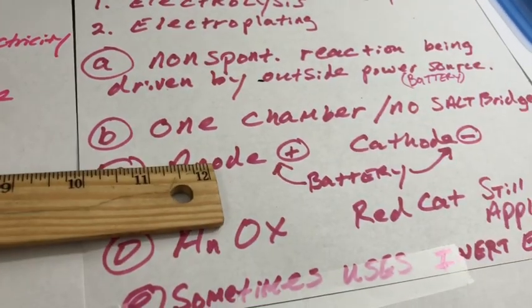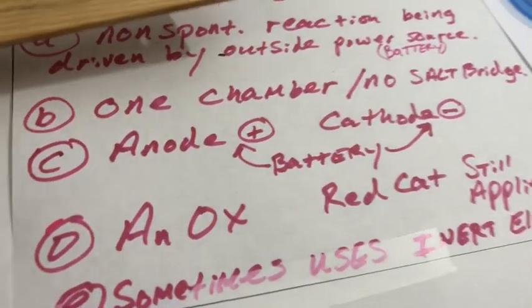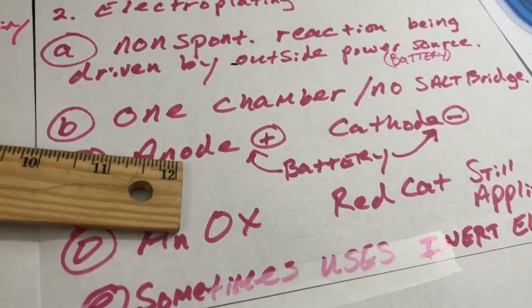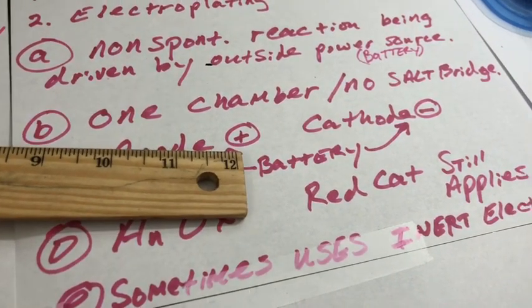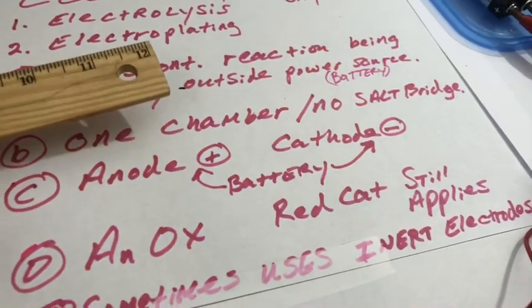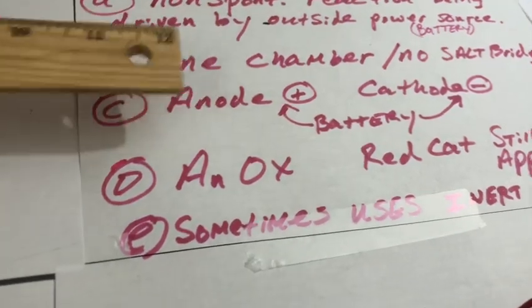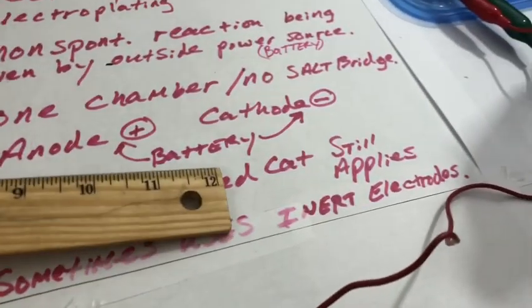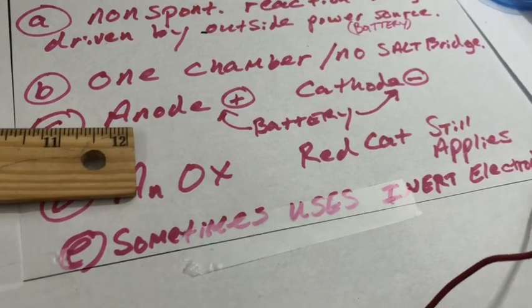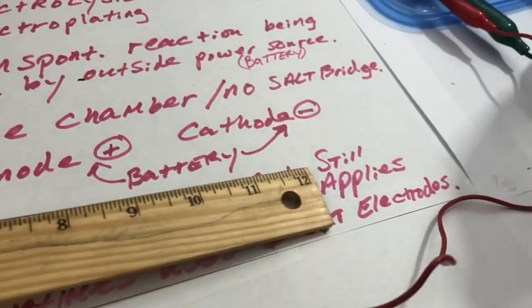All right. Now, in electrolytic cells, there is an anode and there is a cathode. But make a note, guys, okay? The anode in the electrolytic cell is positive and the cathode is negative. Remember, in the voltaic cell, the opposite was true, okay? All right, we'll look at that in a second. Now, the nice thing is OX RED CAT still applies. So oxidation takes place at the anode and reduction takes place at the cathode.